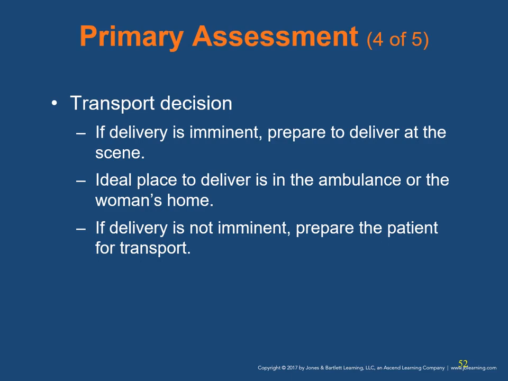If delivery is not imminent, prepare the patient for transport and perform the remainder of the assessment en route to the emergency department. Administer oxygen. Women in the second and third trimesters of pregnancy should be transported lying on the left side when possible. If spinal immobilization is indicated, secure the woman to a backboard and elevate the right side of the board with rolled towels or blankets.